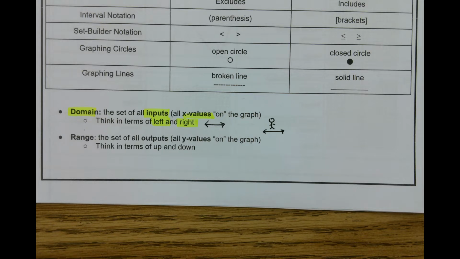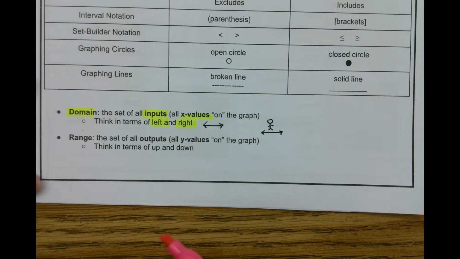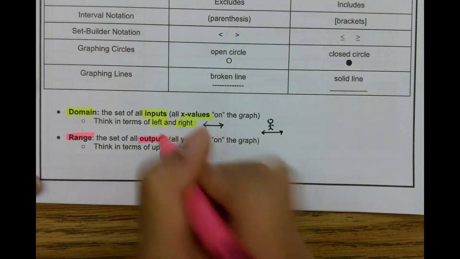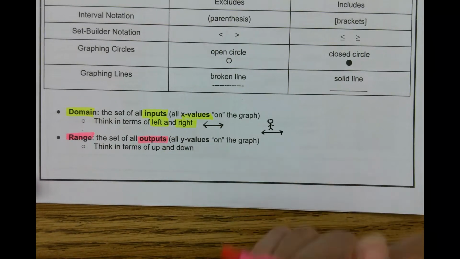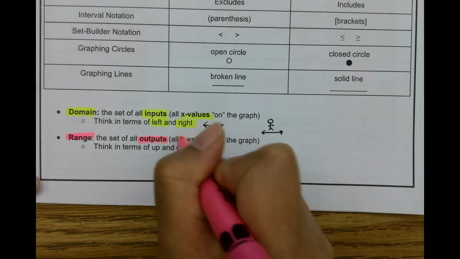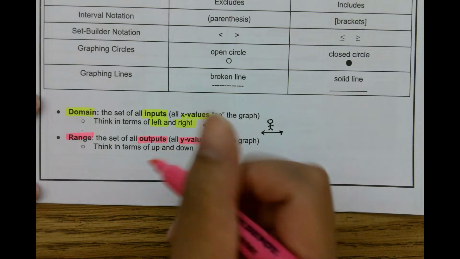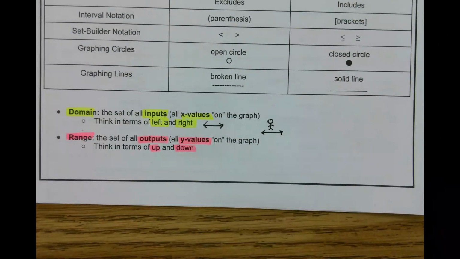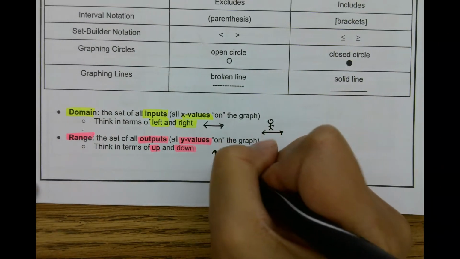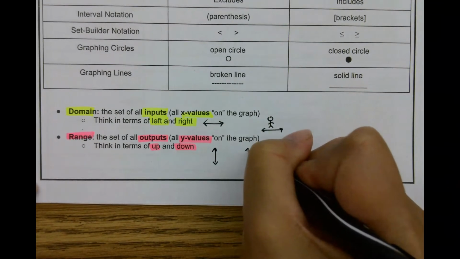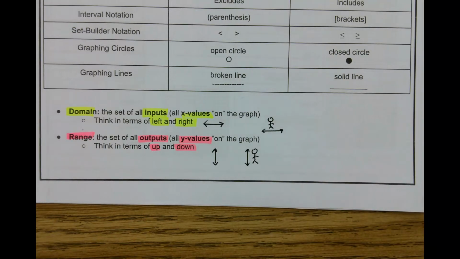Next I have range, and we're going to highlight it. Let's do pink. Range is the set of all outputs. Remember, every input can only have one output. On a graph, we're talking about those y values, and I want you to think in terms of up and down. How far up can that person walk on your graph? How far down can that person walk? Let's go take a look at some of our examples.